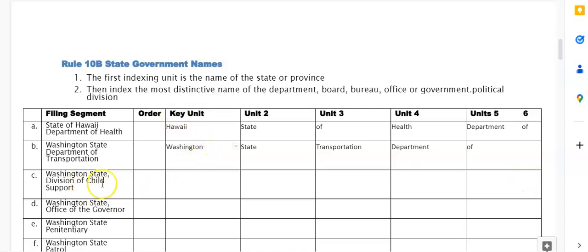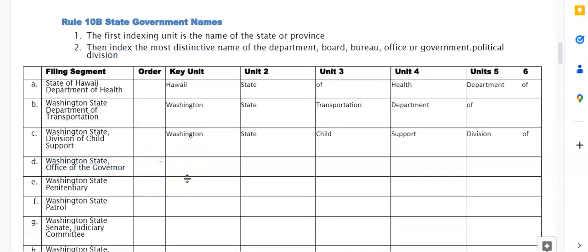Okay, here we have Washington State Division of Child Support. So the name of the state is Washington. State is Unit 2. Okay, and the most important part or distinctive part of the division or department name is Child Support. Okay, so it's the actual name of the department. So Child is Unit 3, Support is Unit 4, Division is Unit 5, and of is Unit 6.